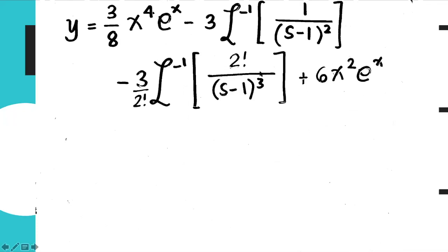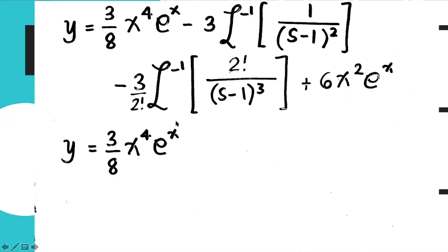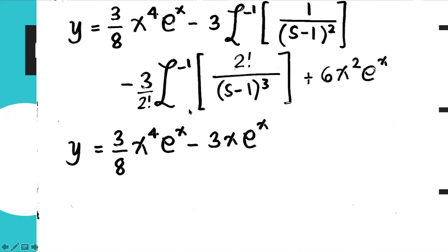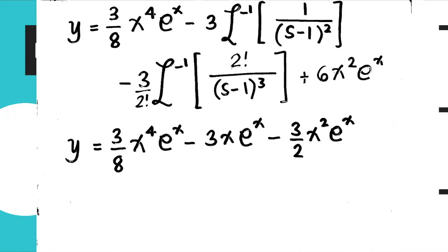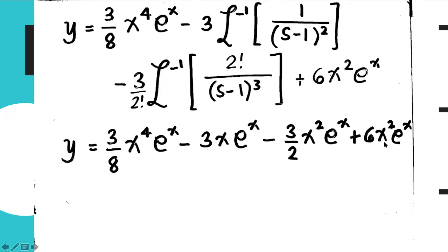Now we find the inverse of these last two terms. So you copy the first term. The second term will be 3. What is our n here? 1. So 3x, so minus 3x e raised to x. And this term here is 3 over 2 factorial, which is 3 halves. So minus 3 halves x squared e raised to x, and you copy the last term, which is 6x squared e raised to x. Then simplify since you have like terms here.